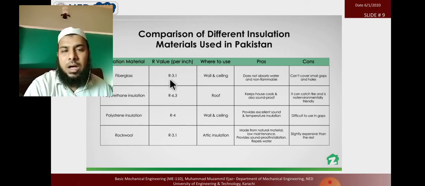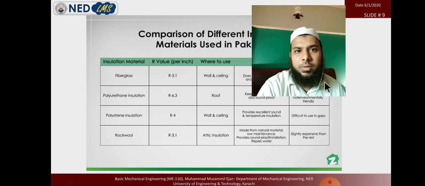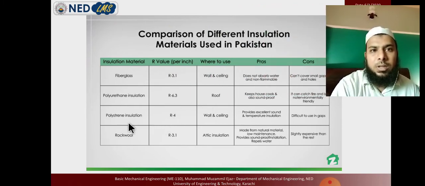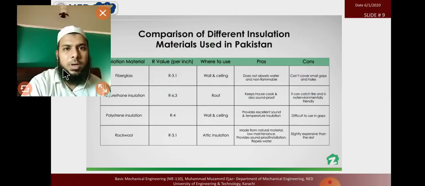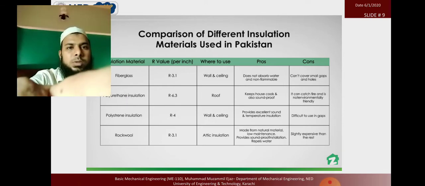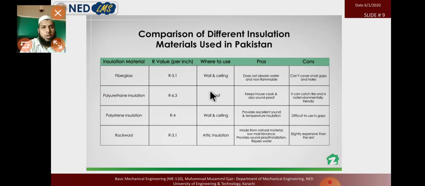So fiberglass has an R value of 3.1, polyethylene insulation 6.3, then polystyrene insulation, then rock wool. These are some common insulation materials used in construction. And their applications: walls and ceiling, roof, wall and ceiling, attic insulation, rock wool. There are positive parts, there are negative parts, etc. We will discuss it in detail later, because it is related to your particular field.